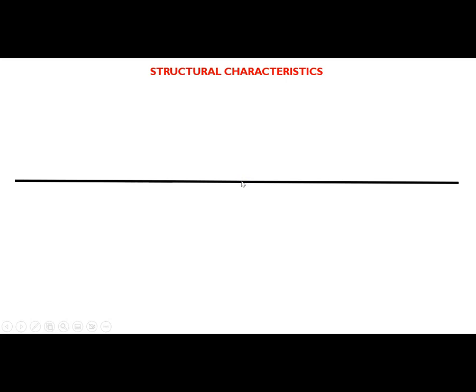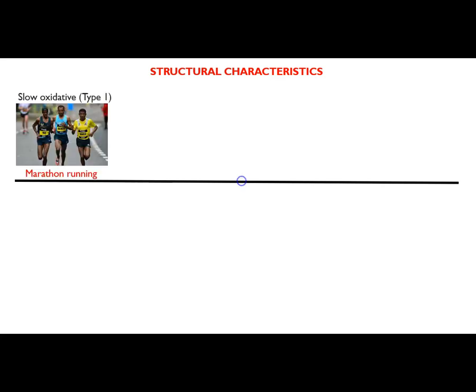So first of all, with regards to the muscle fibre types, we need to be aware of the structural characteristics and the functional characteristics. We're going to go through the structural in this screencast, and in lesson tomorrow we'll go through the functional characteristics. First, we're going to go through a slow oxidative type 1 muscle fibre that would be used for a marathon.